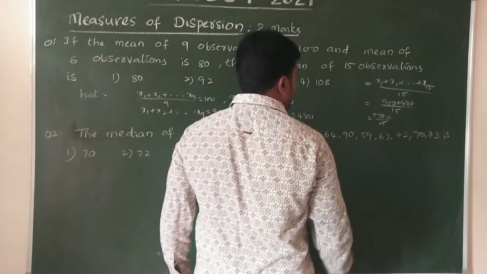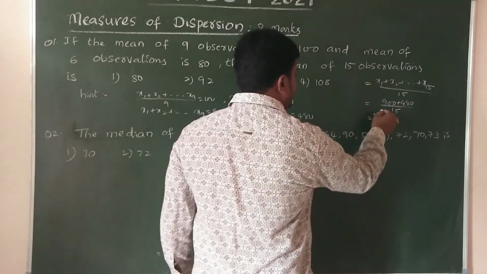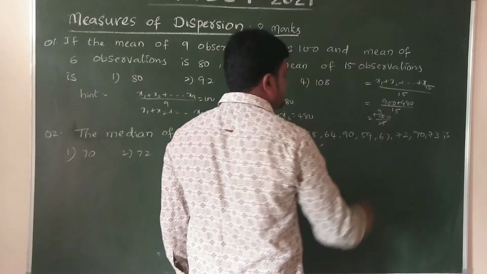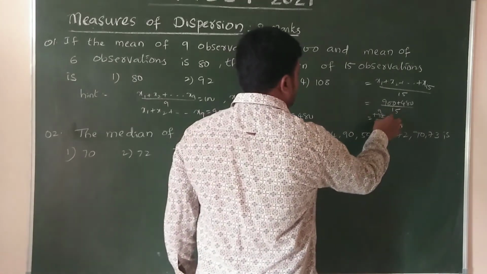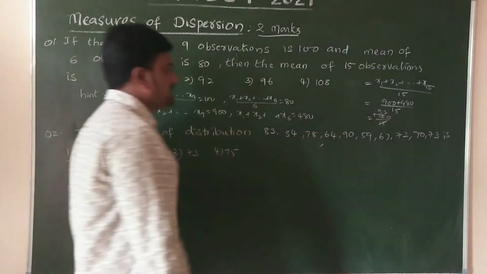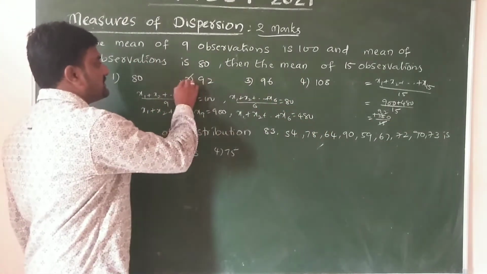15 9s are 135, yes or no? 15 2s are 30, so the answer is 92. Okay, which option is correct? Second option is the right one.